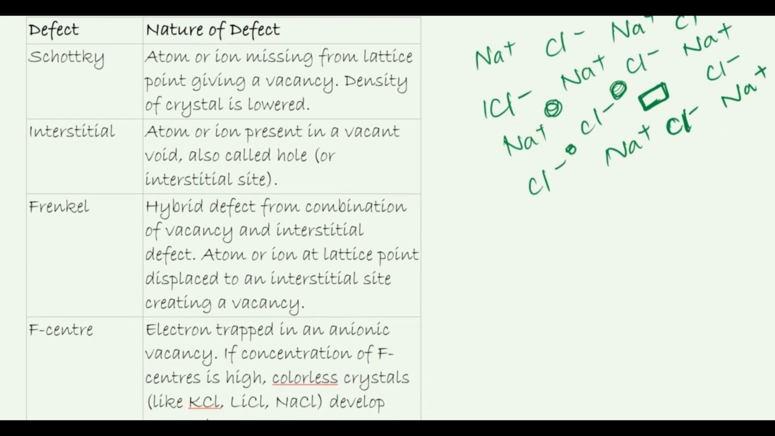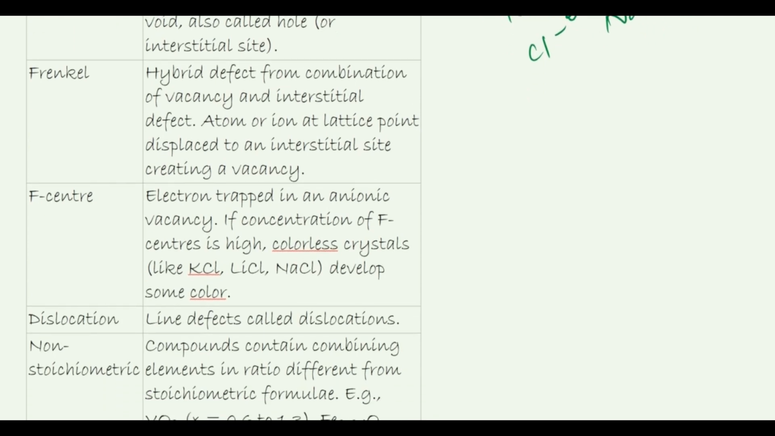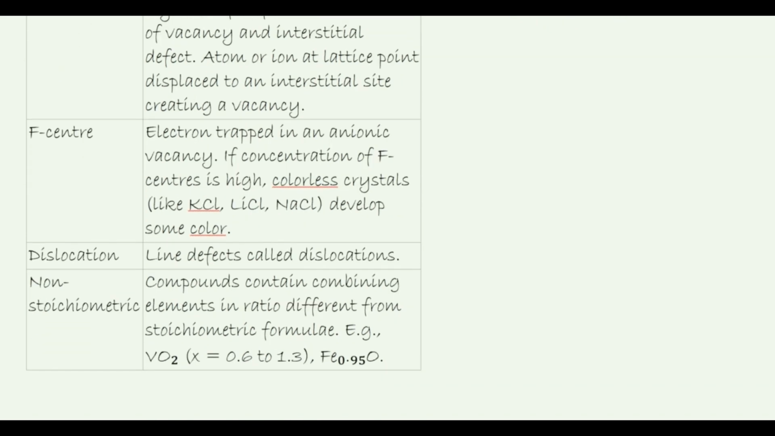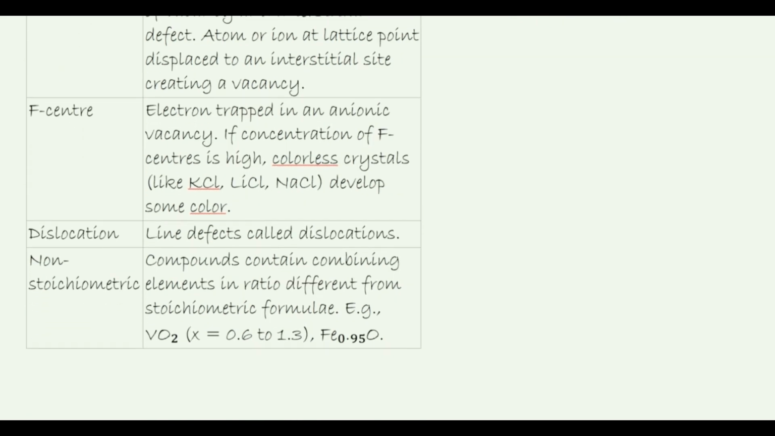And F centers. F centers come wherever electrons are trapped in an anionic vacancy. So if the concentration of F centers is high, in that case, colorless crystals produce colors. What we are seeing in the sodium lamp, the color is because of this F center. Okay, so the color question is for F centers.